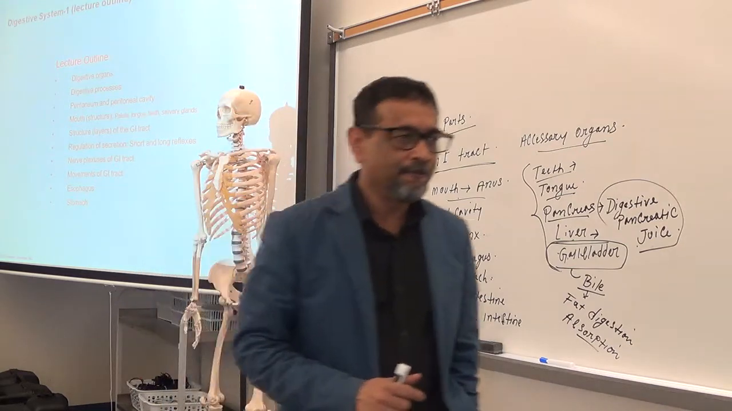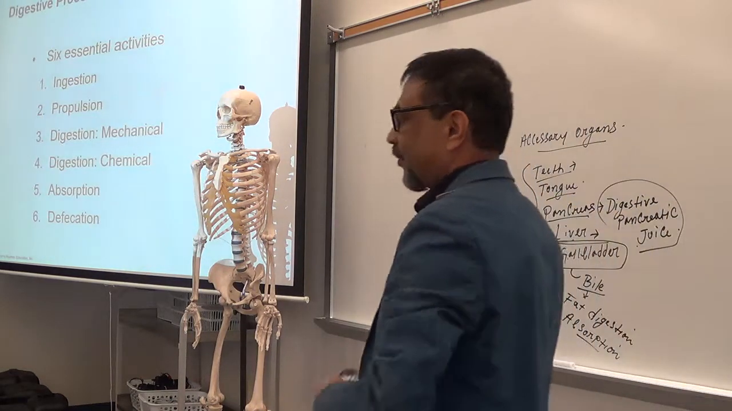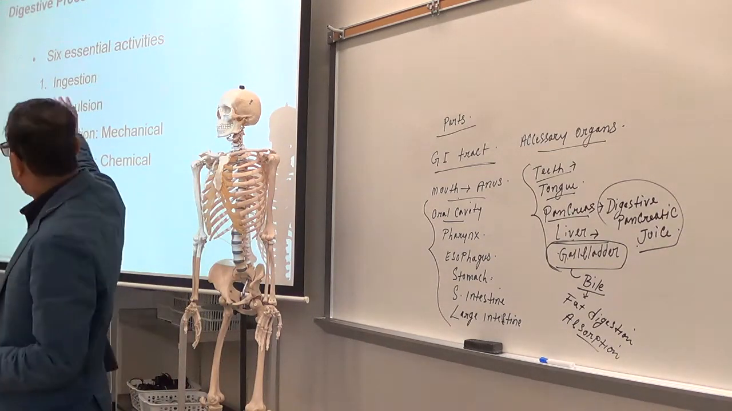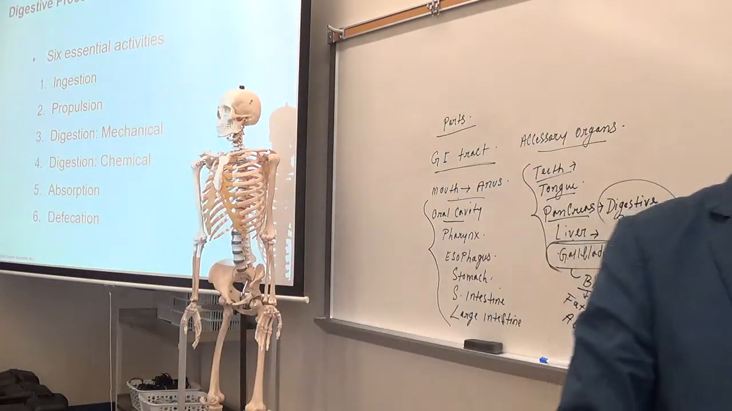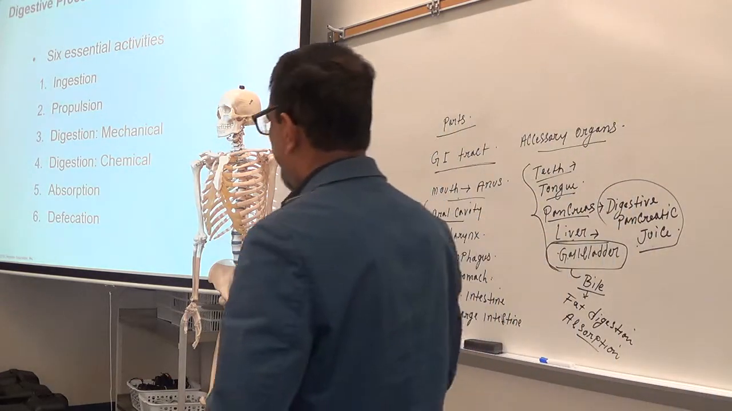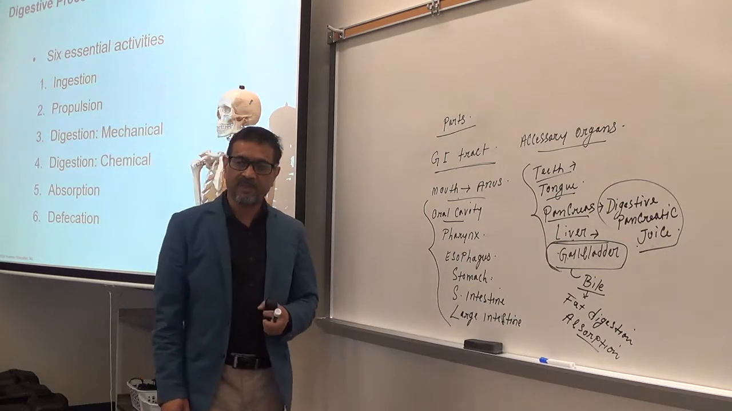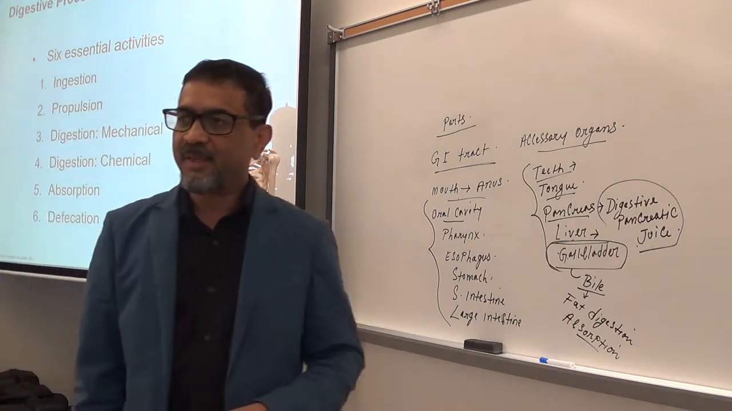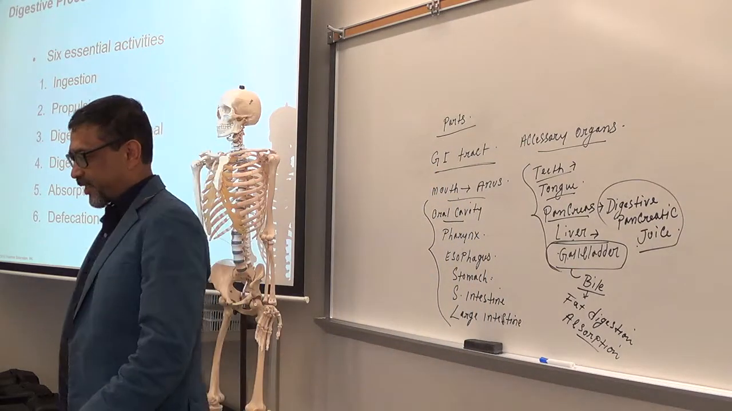Then we'll see the processes. In the digestive system, following processes, 6 activities occur or take place: ingestion, propulsion, mechanical digestion, chemical digestion, absorption, and excretion or defecation. Same thing. Excretion of feces or defecation.